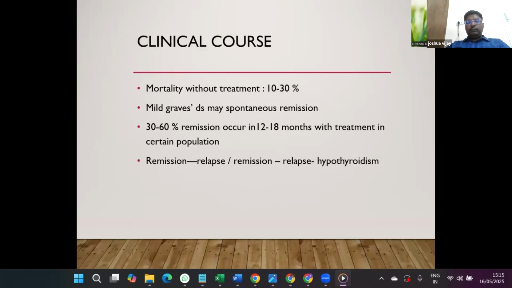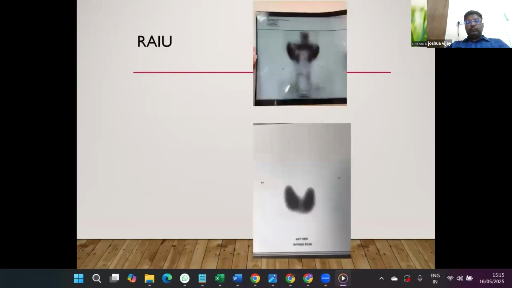Clinical course: if it is not treated, it can carry a mortality of 10 to 30%. Mild Graves' disease may undergo spontaneous remission. 30 to 60% remission occurs in about 18 months with treatment. So whenever you find a patient with decreased TSH, who is not taking any medication but has low TSH, we have to differentiate Graves' disease versus thyroiditis.